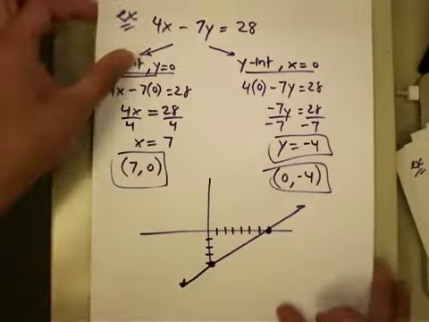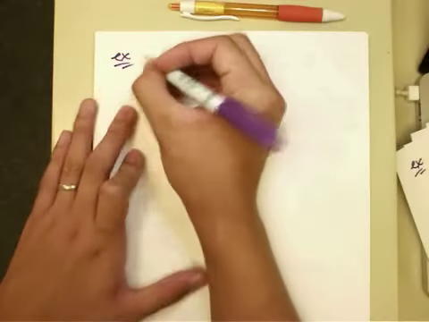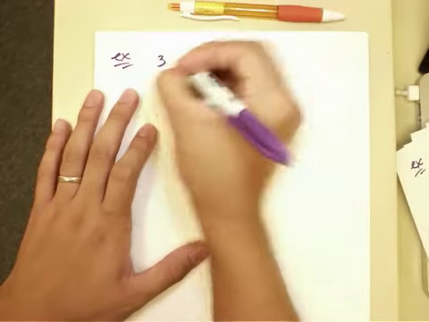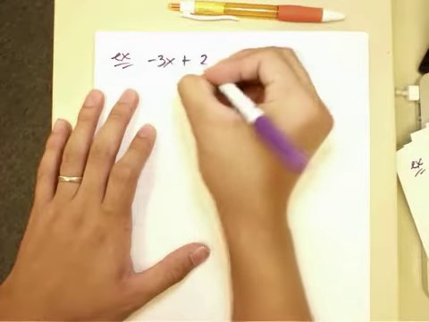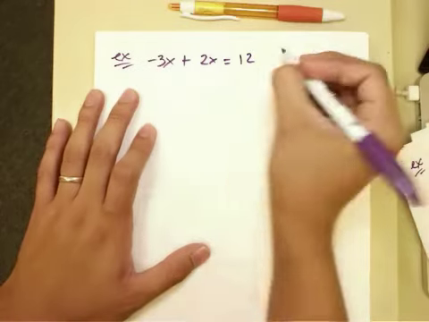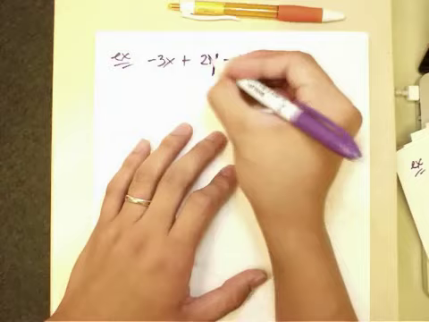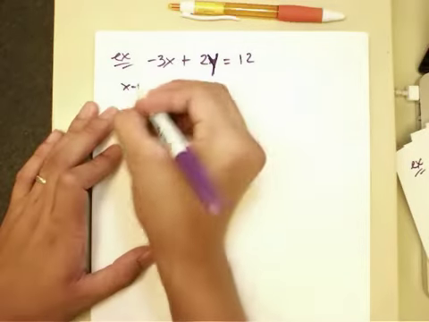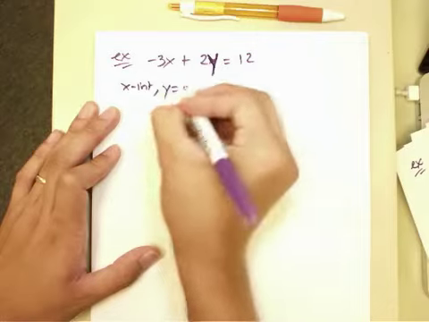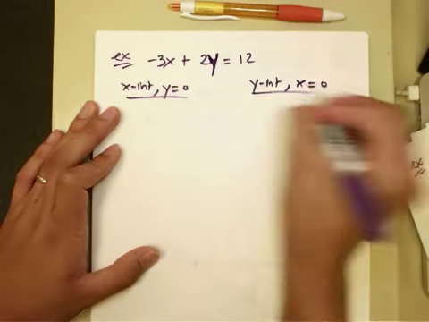Let's try one more example here for the x and y-intercepts. So let's take a look at this one right now. Let's say I have that. I want to use the x and y-intercepts to graph this. So I would split it into two problems again. X-intercept, y equal to 0. And then for the y-intercept, x equal to 0. So it's always the opposite of each other.